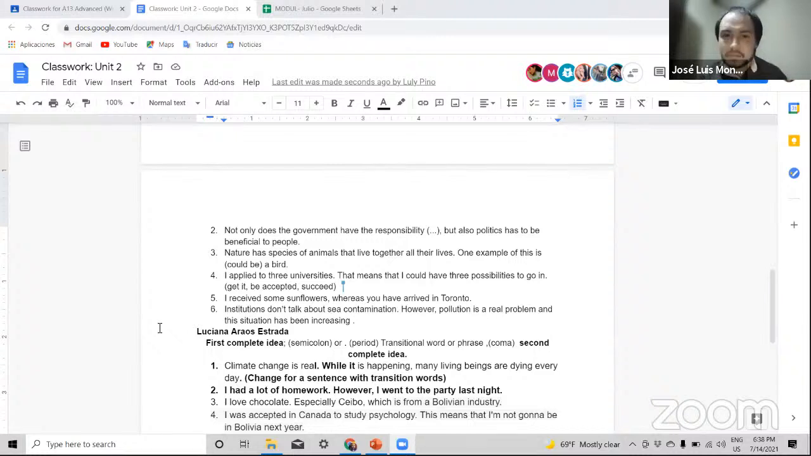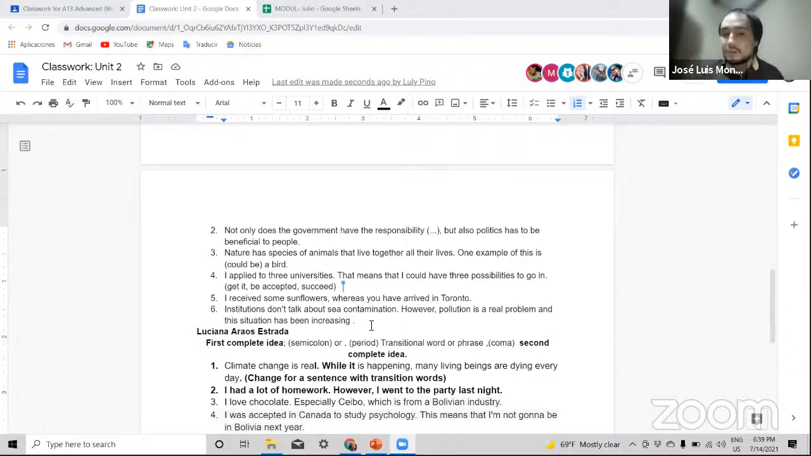But if you say that with me, it's going to be correct in this case, because I see that you're using contrast with the second idea, and the second idea is contrasting the first idea. Okay, that's going to be very good. All right. Then it's about sea contamination, period. However, pollution is a real problem and this situation has been increasing. Good. I can see the contrast between these two, right?